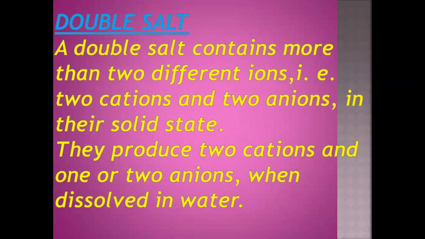Then there is another type of salt called a double salt. A salt which contains more than one cation and sometimes more than one anion. That means it may contain more than two ions in its solid state. When added to water, it will produce two cations and one or more anions.